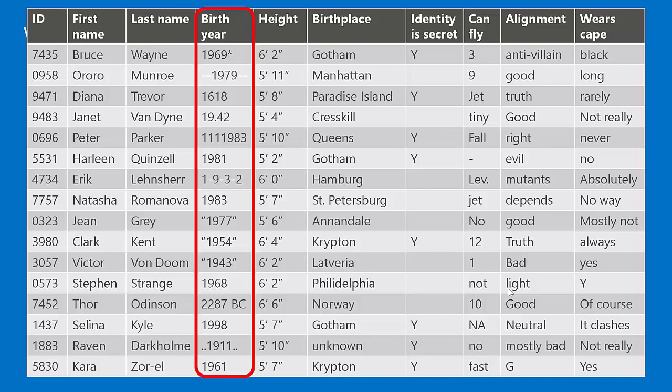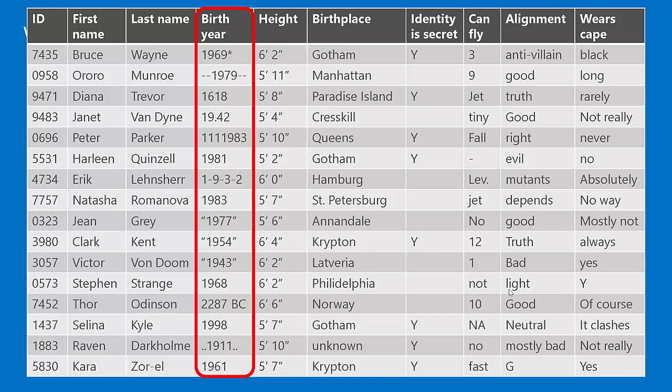When we get to birth year, we assume that this is the year when each of these individuals was born, but some of these quantities don't look like years at all. Some of them have stray punctuation. Peter Parker's year looks like someone retyped the number 1 several times. Some have quotes. If you look down at Thor, 2287 BC, that's a perfectly valid year, but by appending BC on there, it becomes non-numerical, and the machine learning algorithm doesn't know what to do with it.